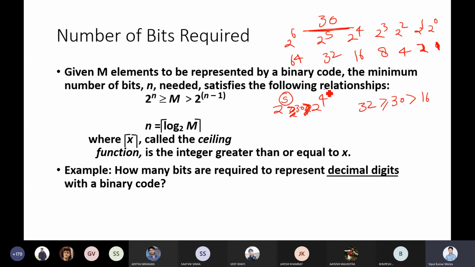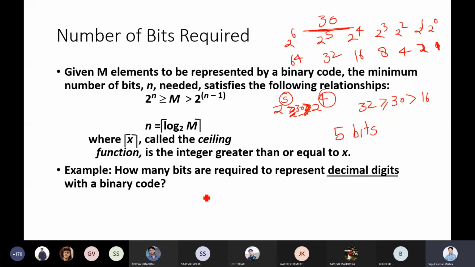Now you look into this. So it is saying 2 to the power n, that is 2 to the power 5, m, that is your 30, and 2 to the power n minus 1, that is 4. So this many n bits you required. So how many bits you required? 5 bits you required to represent 30. So from here you can calculate number of bits required to represent the number.